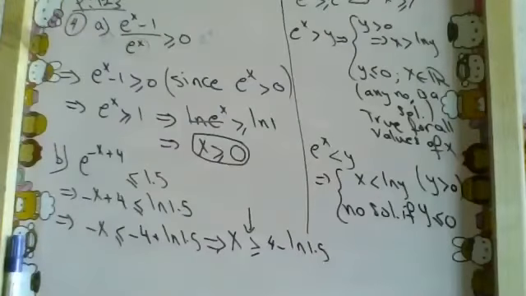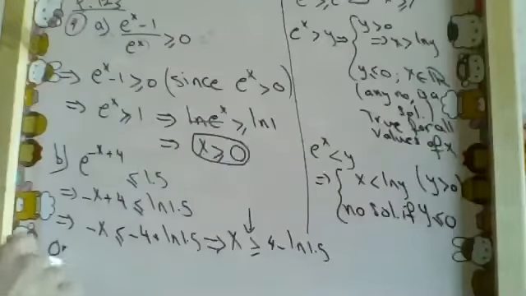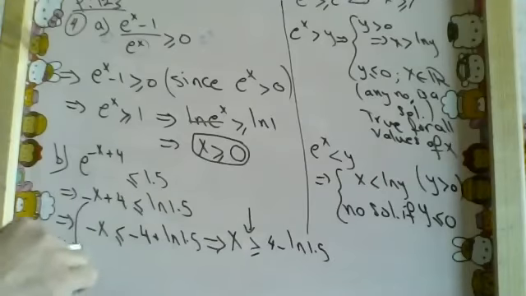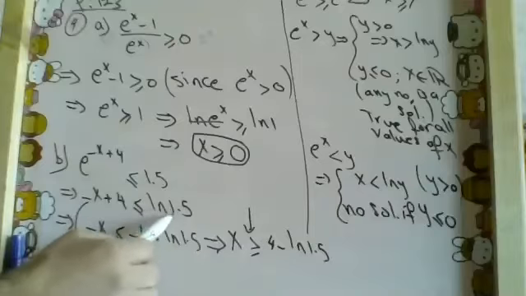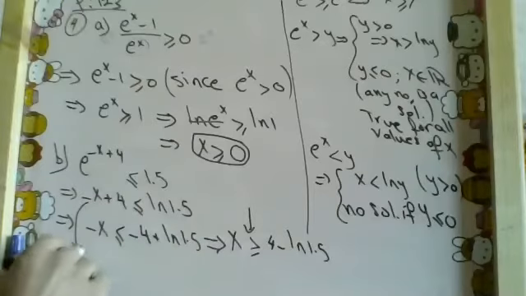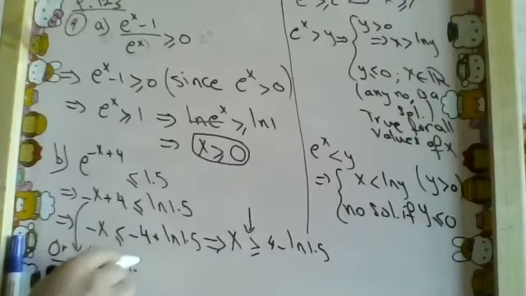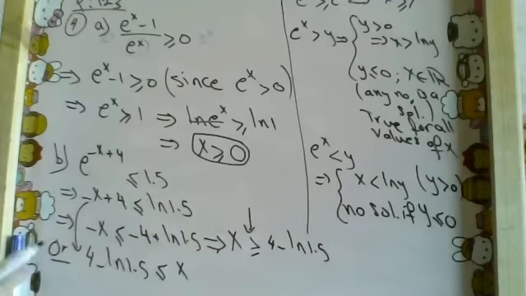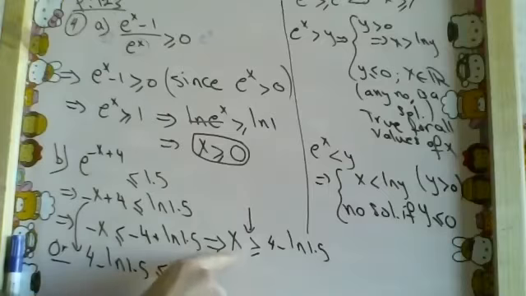Okay? Or if you want, if anyone got confused at this step, to continue from this step, move x to the right side and ln 1.5 to the left side. Then 4 minus ln 1.5 is less than or equal to x. Now, if you read it from right to left, x is greater than or equal to 4 minus ln 1.5.